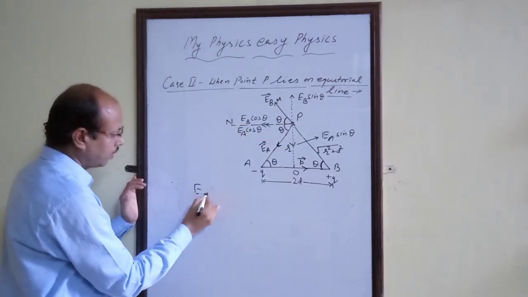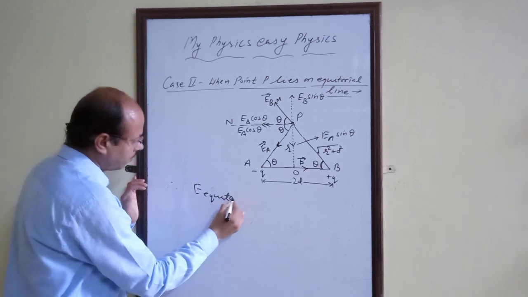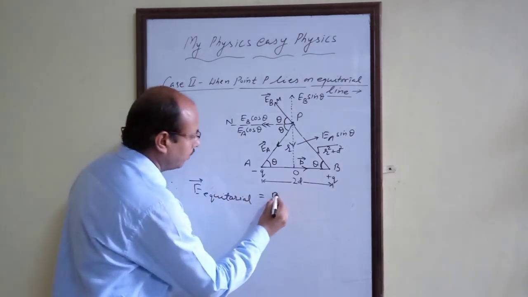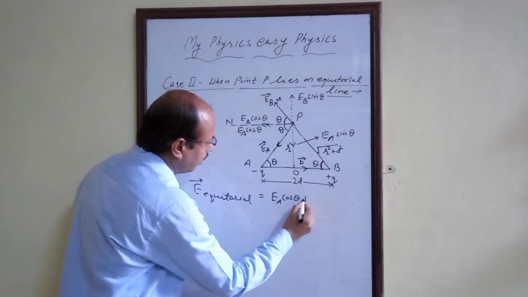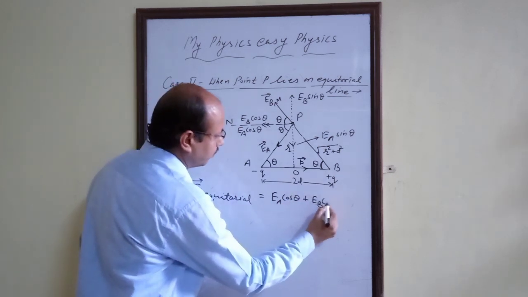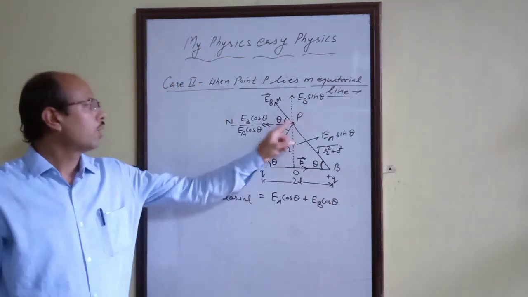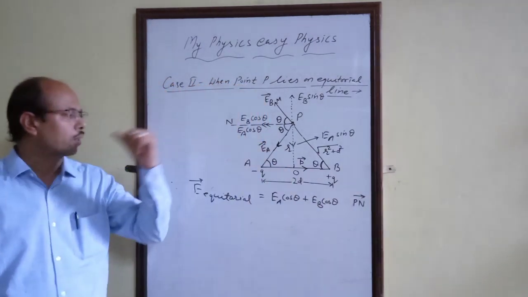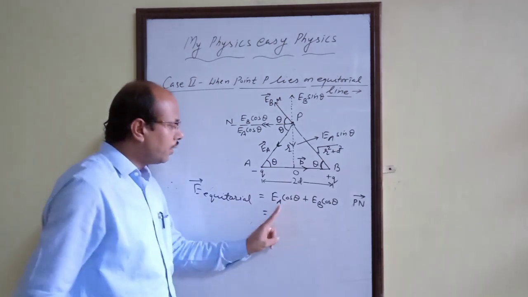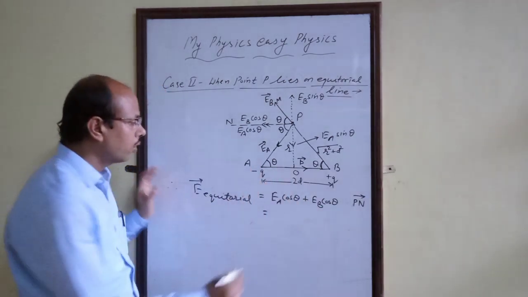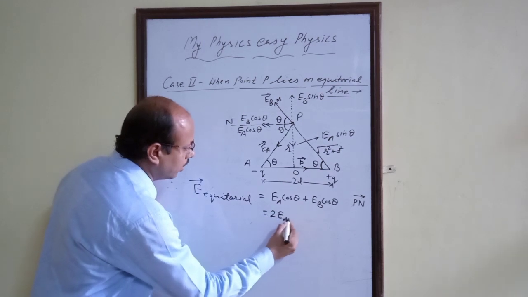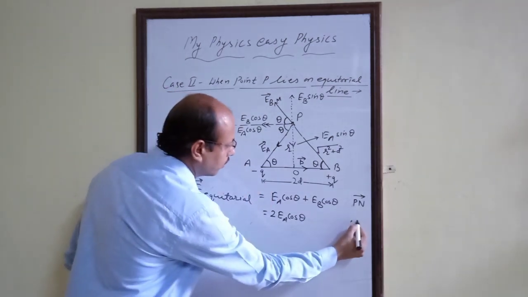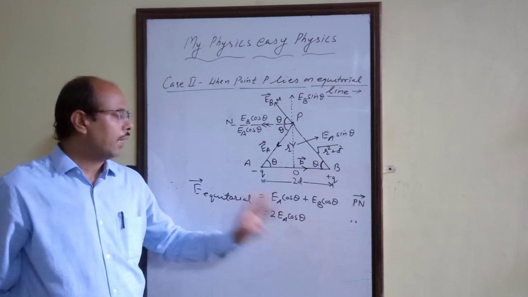Therefore, E equatorial equals EA cos theta, these are the components, plus EB cos theta. And the direction is along P to N, along vector P to N. Since EA and EB are equal in magnitude, we can also write 2EA cos theta. And now we can put the value of EA and cos theta.